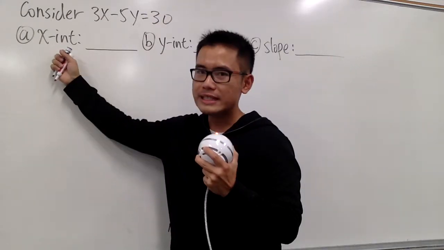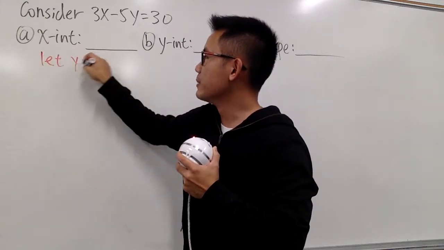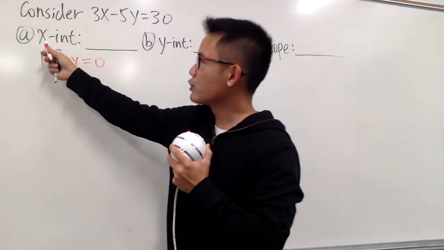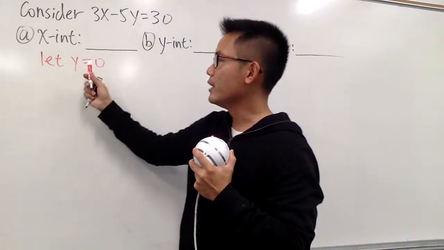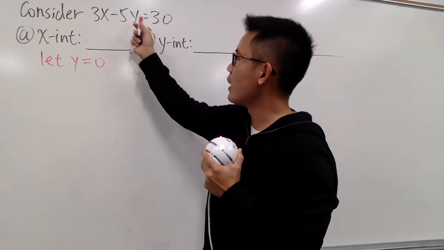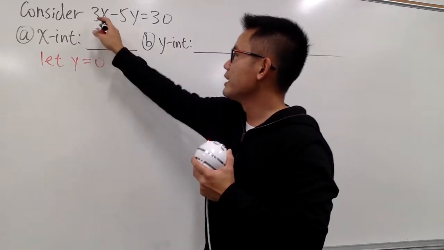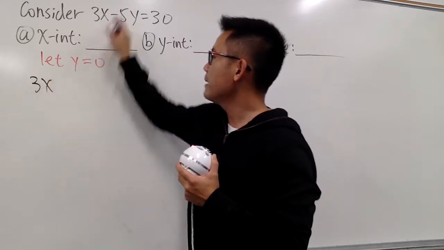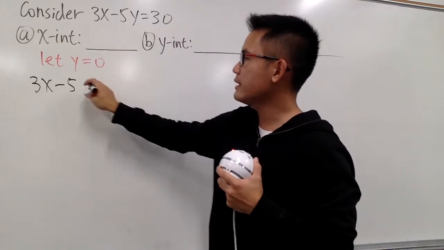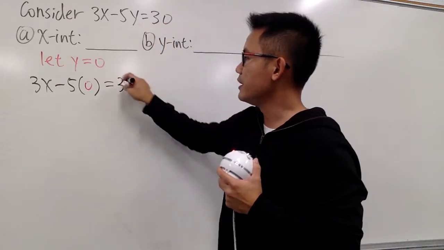Remember, for the x-intercept, we have to let y equal to 0 and then solve for x, right? So be sure you remember this first step. Once again, whenever we're trying to find the x-intercept, we are going to let y equal to 0. Namely, we plug in 0 into this y in this equation and then solve for the x. So let's do it. Here we have the 3x and then minus 5 times this y, but now it's 0, right? So we plug in 0 into this y, and this is equal to 30.